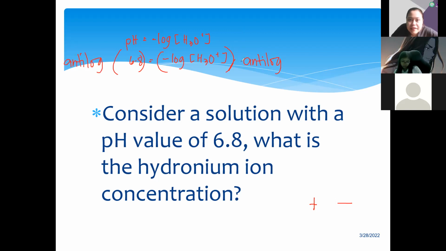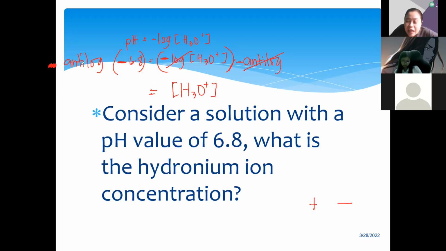This is how you get rid of the log. Negative. Do not forget the negative sign. Anti-log so that the log is canceled. Okay? So what will be left there is just H3O plus. Now, on the other side, you have the negative anti-log of 6.8. Or, so that it does not give a syntax error in your calculator, move the negative to the number. It is negative 6.8, because there is a negative on the other side.